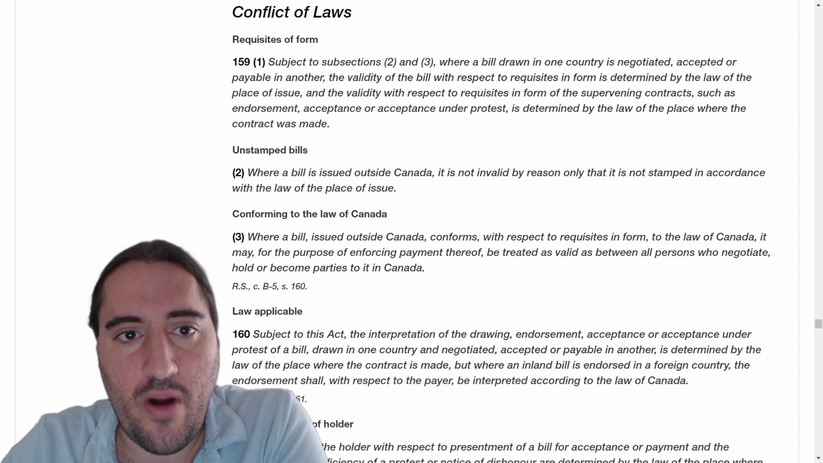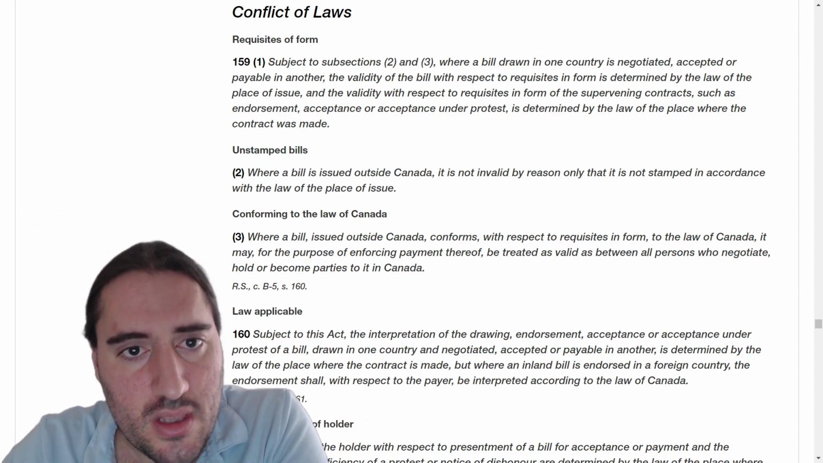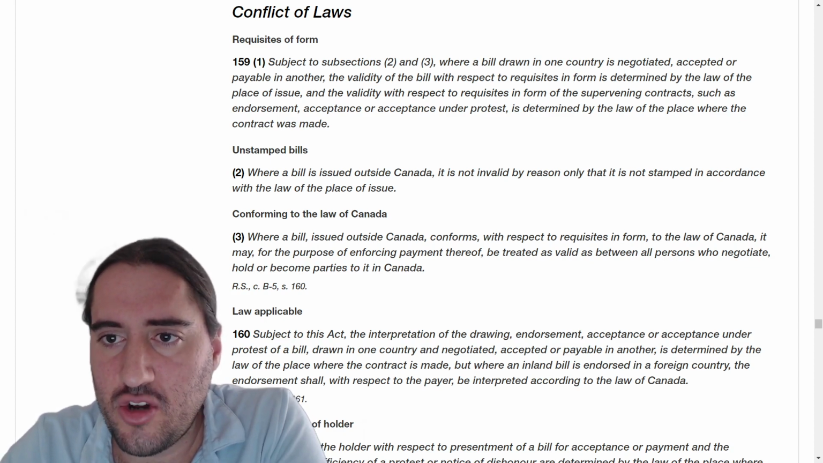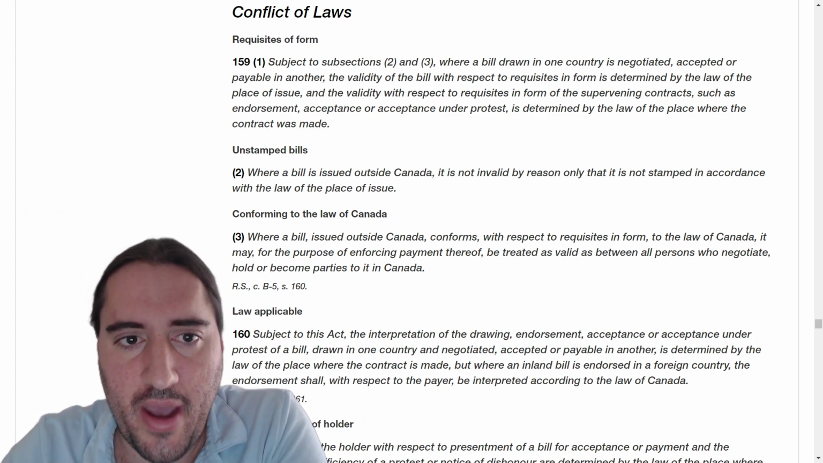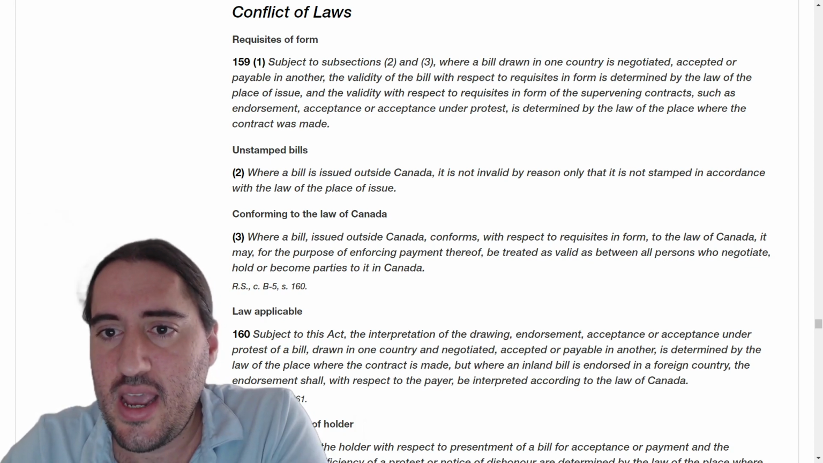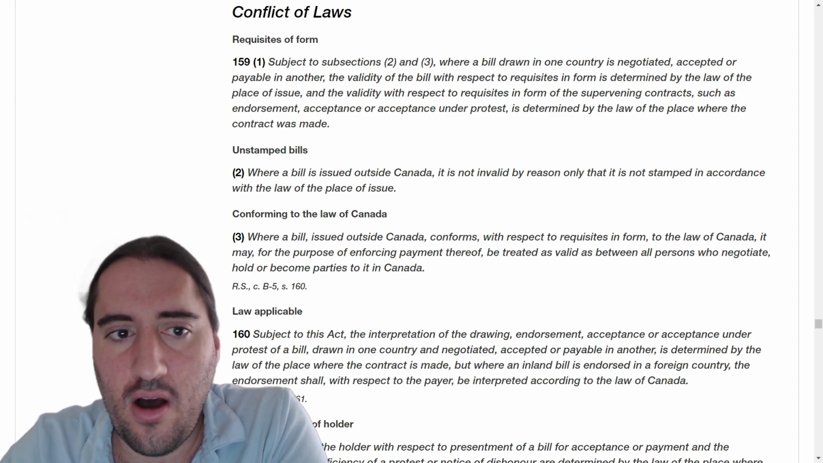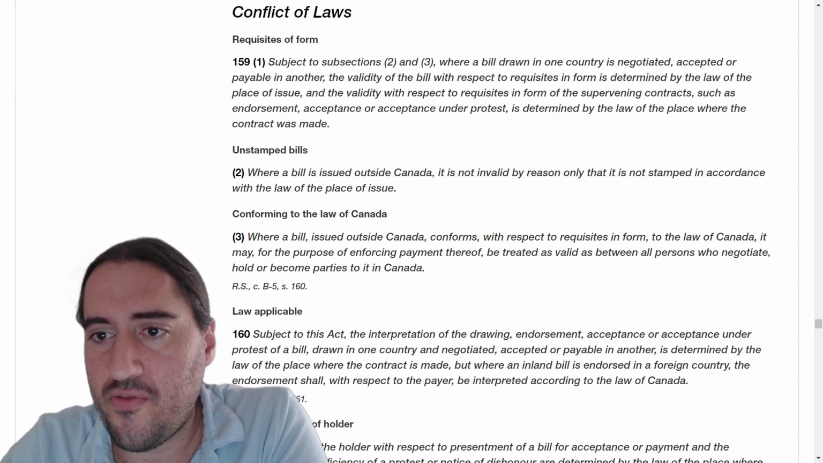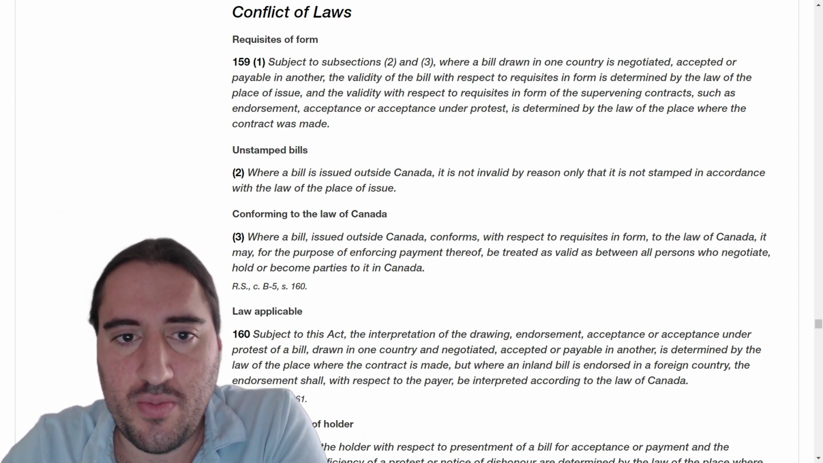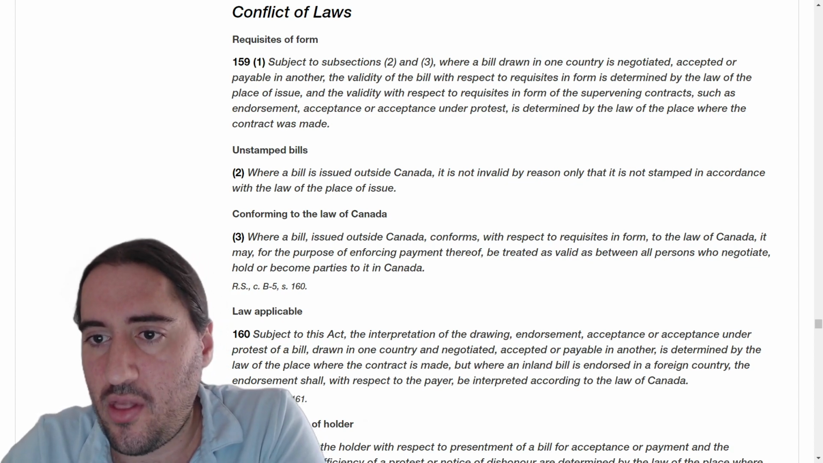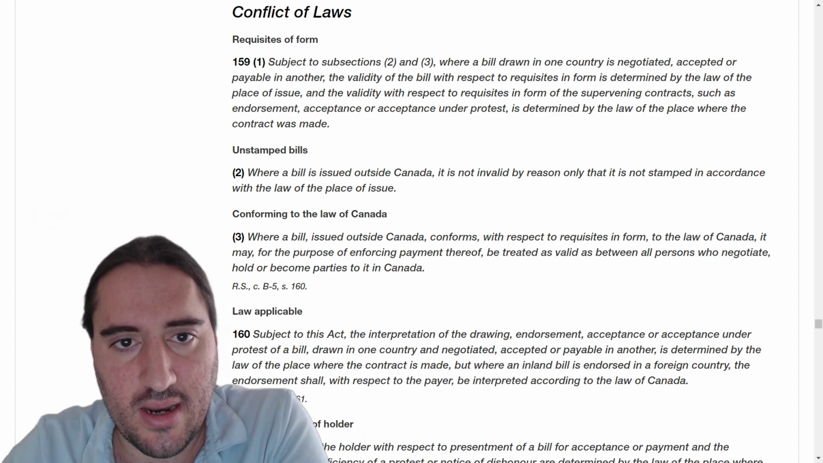Conflict of laws. Requisites of forms. Subject to subsections 2 and 3, where a bill drawn in one country is negotiated, accepted, or payable in another, the validity of the bill with respect to requisites in form is determined by the law of the place of issue, and the validity with respect to requisites in form of the supervening contracts, such as endorsement, acceptance, or acceptance under protest, is determined by the law of the place where the contract was made.